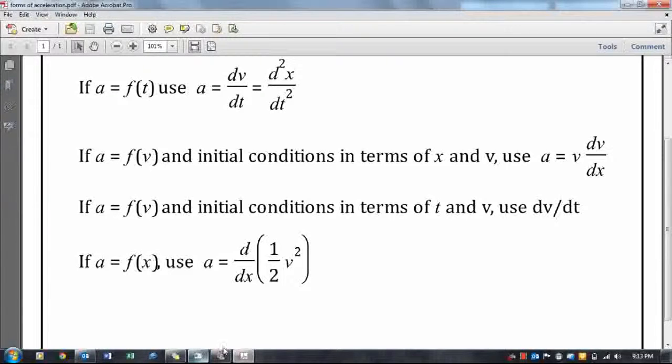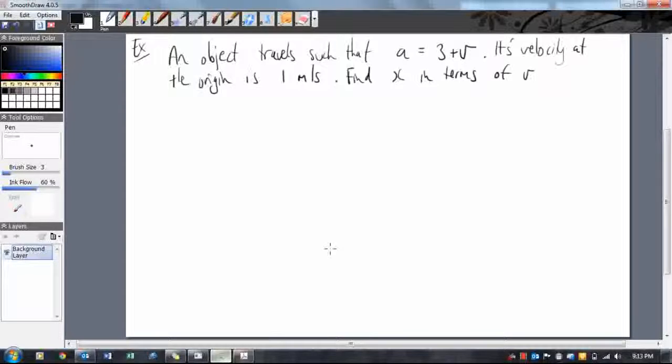So let's have a look at an example now. An object travels such that its acceleration is equal to 3 plus its velocity. Its velocity at the origin is 1 meter per second. Find x in terms of v. Okay. So what we've got here is a as a function of v. A is equal to 3 plus v. And also we've got an initial condition that its velocity equals 1 when it's at the origin. In other words, x is equal to 0.